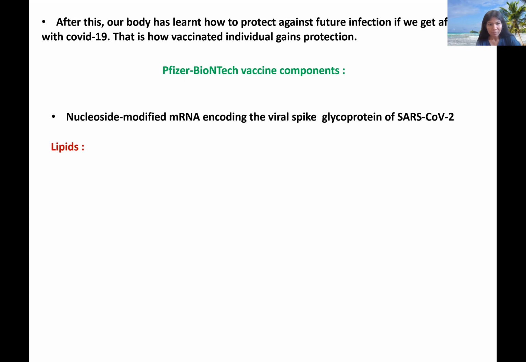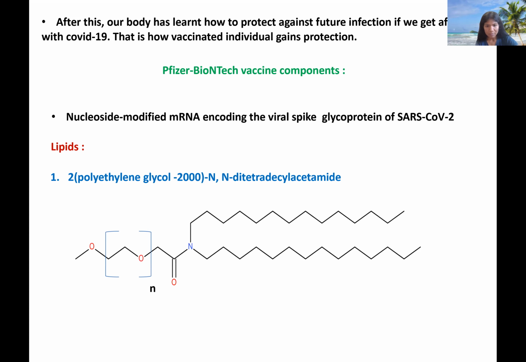Okay. So, firstly, it has four lipids, which I remember. The first one is 2-polyethylene glycol 2000 N,N-ditetradecylacetamide. Okay, so we shortly call it PEG 2000 N,N-ditetradecylacetamide. So this is one of the major components. Okay, so this is the structure of PEG, and as you can see from this term n, this n denotes the number of monomers.